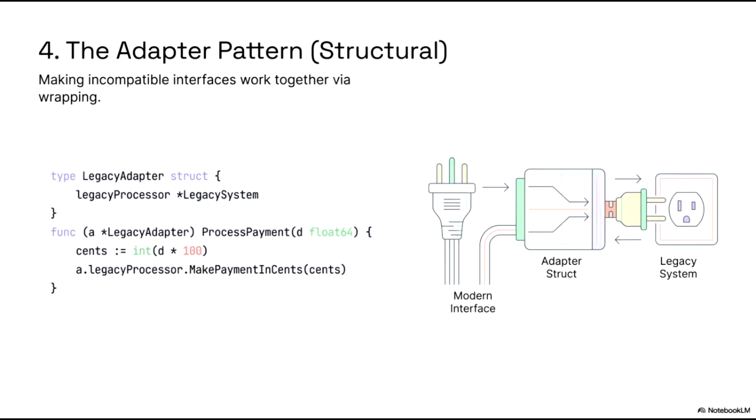The adapter bridges this gap by performing the necessary unit conversion within its process payment implementation, multiplying the dollars by 100, and then calling the legacy system's underlying method. This is visually represented in the diagram, where the adapter serves as the intermediary component that translates requests from the modern interface into a format the legacy system can understand and process.